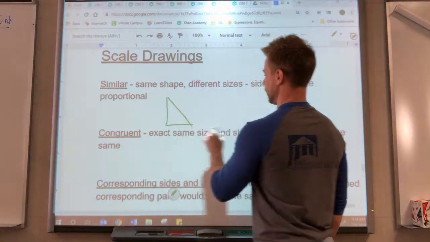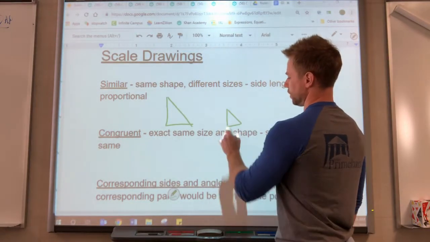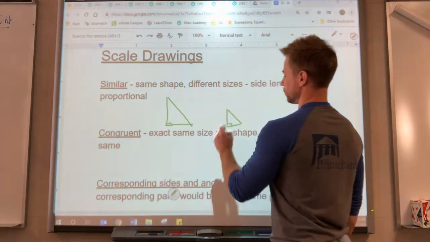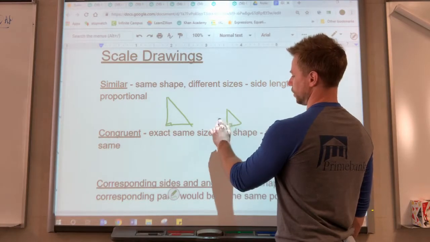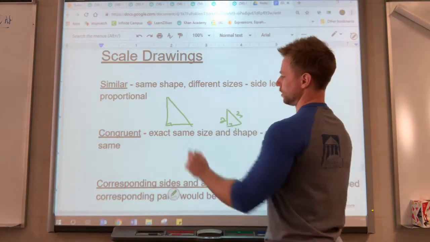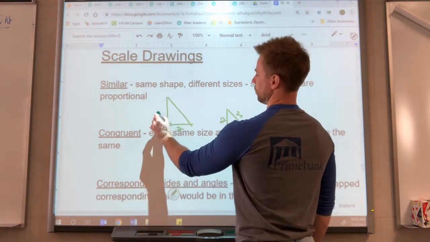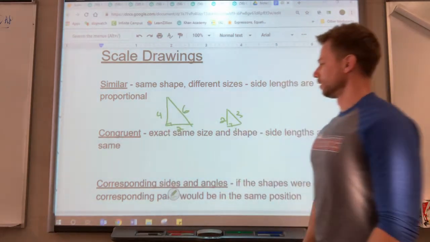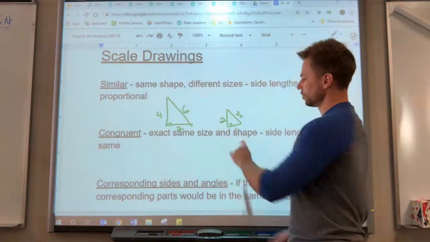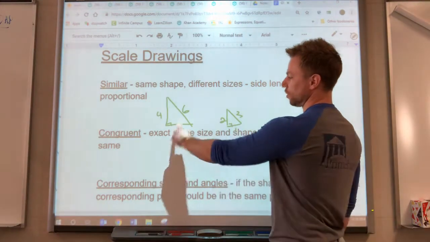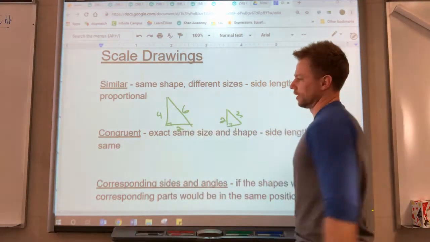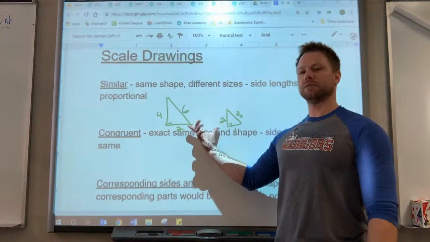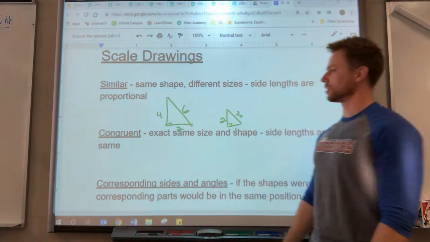For example, we could have two triangles. They're both going to be right triangles. Maybe this one side lengths are 1, 2, and 3, and then this one would be 2, 4, and 6. So the side lengths are proportional because you're multiplying the side lengths of the little one times 2 to get the side lengths of the big one. They're the same shape. They're both right triangles, but they're different sizes.